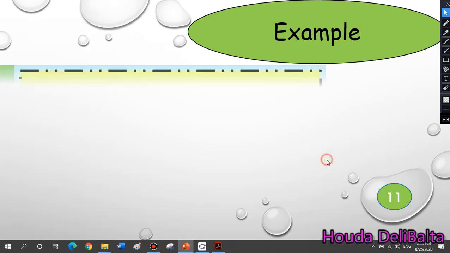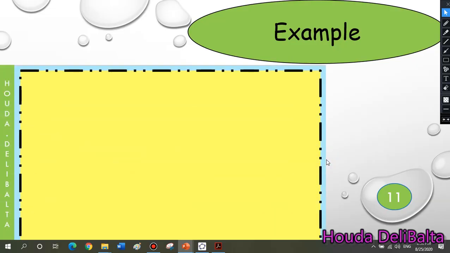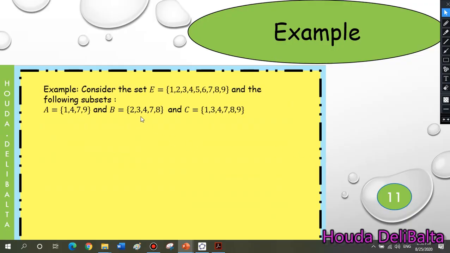Here is an example to make things clearer and to notice new things. Consider this set E that includes 1, 2, 3, 4, 5 till 9 and the following subsets. Because the word subsets is mentioned here, then definitely A, B, and C are subsets of E, and E is considered as a mother set for A, B, and C.